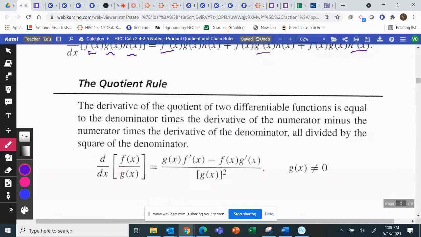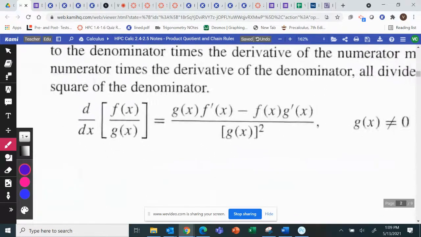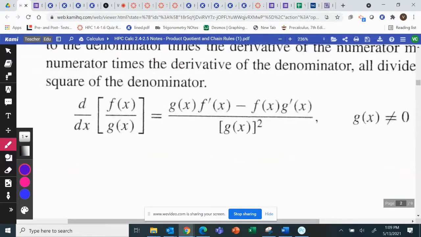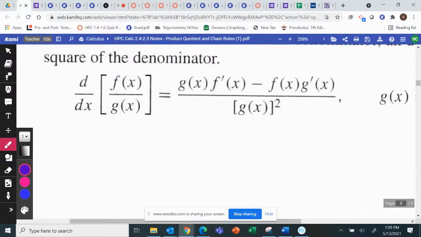Now we are on the quotient rule. 1/3 of the way done. So the quotient rule would be when we have 2 functions that are divided. And sometimes you can simplify it, but sometimes you can't, and we need to use the quotient rule. So the quotient rule is a lot like the product rule.